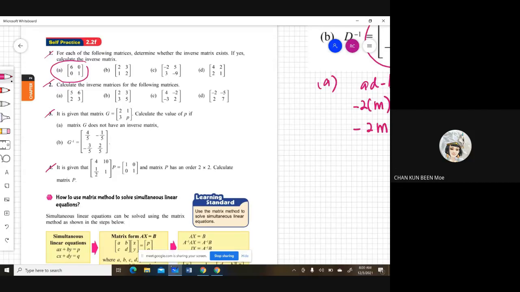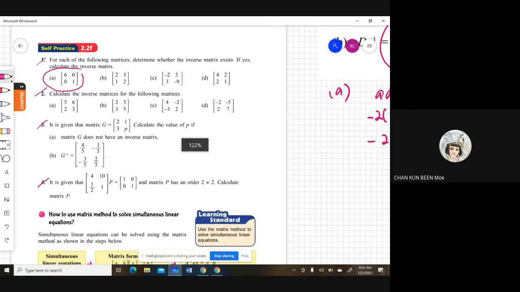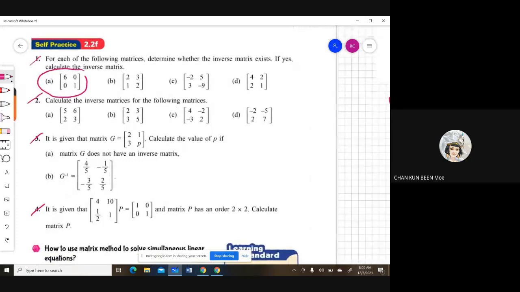So you look at question number 1 here. For each of the following matrices, determine whether the inverse matrix exists. This is just like the first example. If yes, then you calculate the inverse matrix. So let us determine first. How to determine whether the inverse matrix exists or not? The determinant must be not equal to 0, correct. So can you find the determinant right now? AD minus BC. I think you can calculate in your mind also. Is there a determinant?